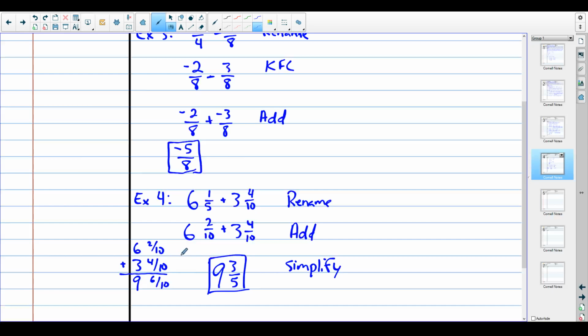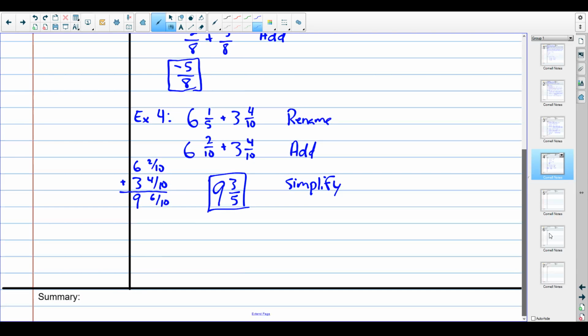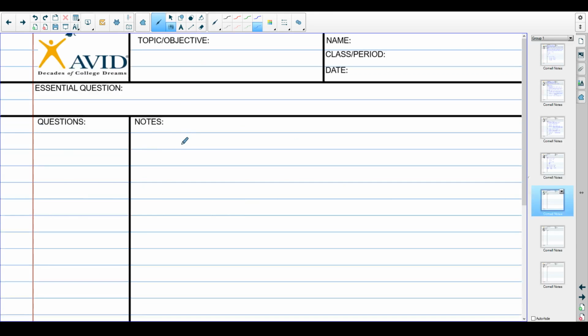So if it's addition, not as bad. You just have to add the whole number separately. Sometimes you have to regroup if this is improper. That's not the case here. Oh, I ran out of paper. Hopefully you wrote smaller than I did.